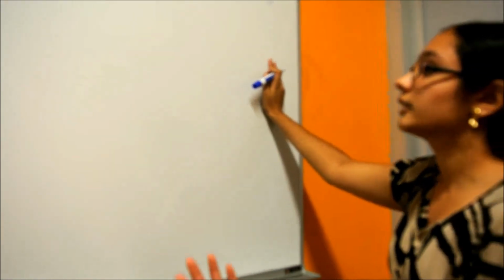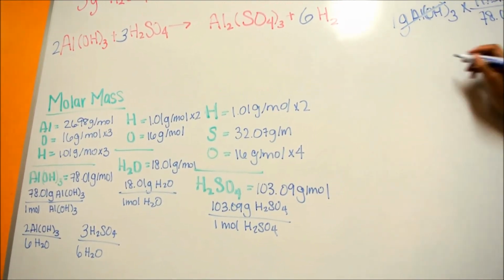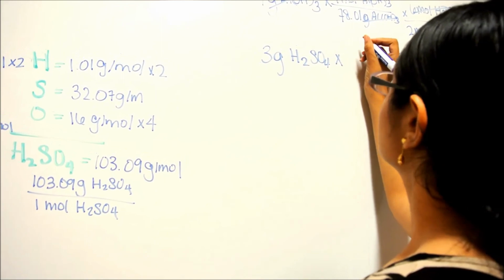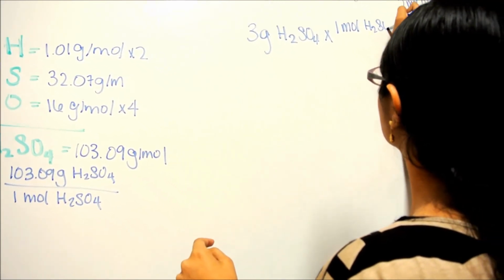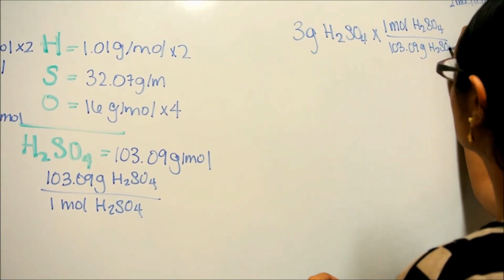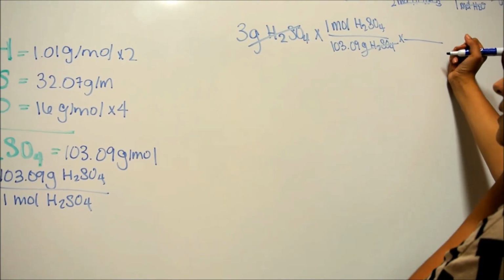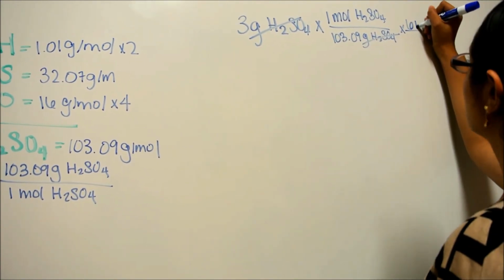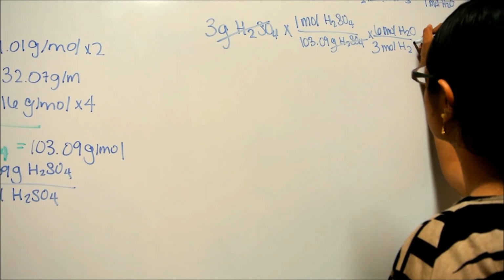So we don't know if that's the actual amount or not because we haven't done our second reactant yet. So doing the second reactant, I'm going to do the exact same thing as I did over here except with my sulfuric acid. So I start out with 3 grams of sulfuric acid multiplied by my unit equation over here, 1 mole of sulfuric acid over 103.09 grams. So now my grams and my grams are going to cancel. I'm left in moles of sulfuric acid. To get to moles of water, I'm going to multiply by my mole ratio, so that's 6 moles of water for every 3 moles of sulfuric acid.